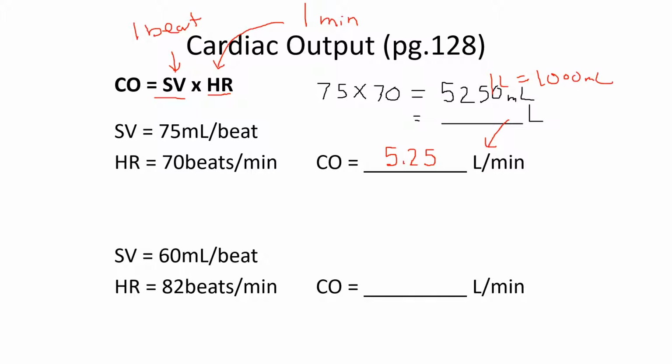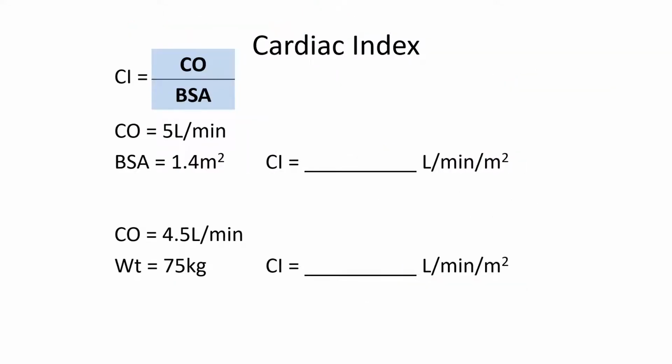For the next one, 60 times 82 mLs, and then just divide by 1,000 to get to liters, 4.92. So that is how much blood your heart is pumping per minute. Cardiac index, we just take that amount of blood per minute and we divide it by surface area, right? And we call that cardiac index.